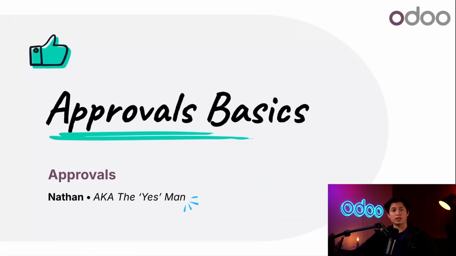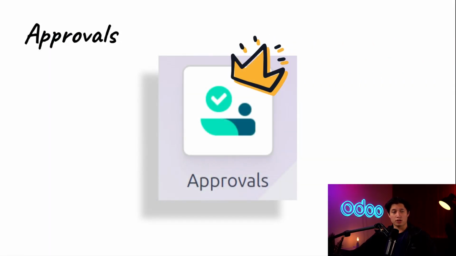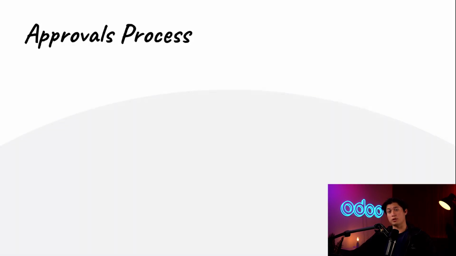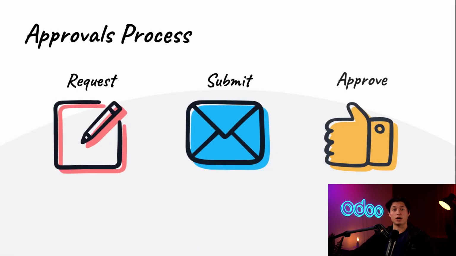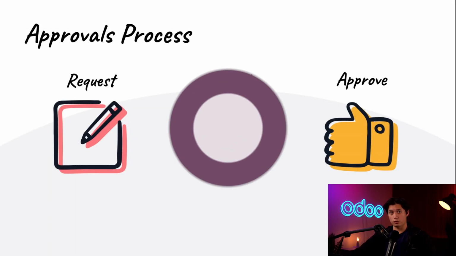In today's video, we're going to take a look at the Approvals app. This app is pretty straightforward. Employees make a request, submit the request, and the designated approvers either deny or approve the request. It's that simple, so let's jump in and see how this all works.